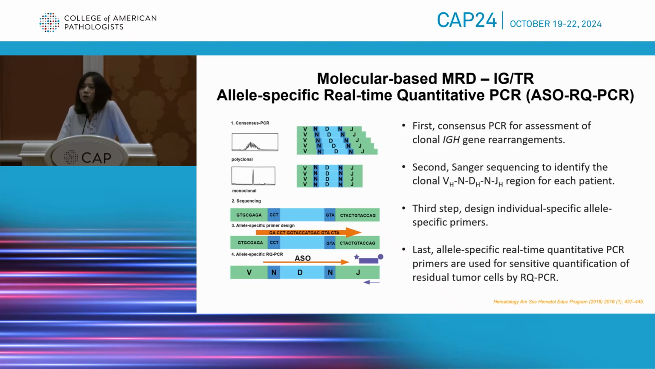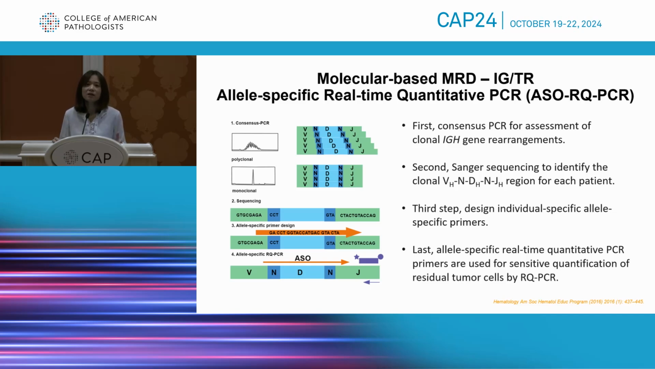If you find a clonal population, like what was shown in the second row, they did Sanger sequencing of the sample. Then they identified the specific VDJ recombination. And for every single patient, they designed a specific primer just for that patient. When the patient comes back for the follow-up sample, they just use that primer to do the RT-PCR.